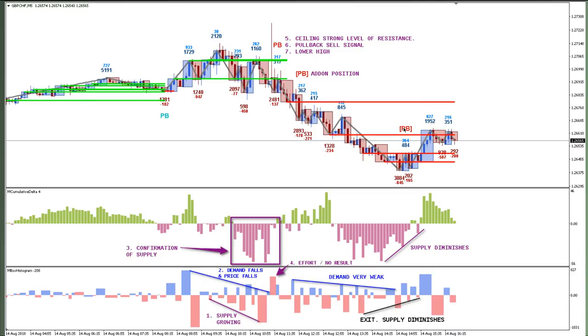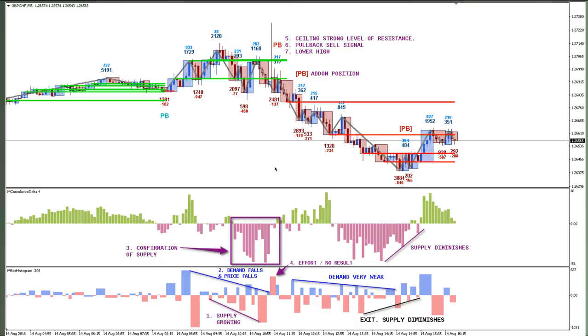And this pullback, I would not trade it because we see that supply is diminishing. I would not trade that pullback. This pullback here is during not a very liquid time, and the histogram, the boxes, do not show a case of demand. By the time we get here, yes, we had demand, but at this point we can't make a strong argument for demand. So I wouldn't look at that either.